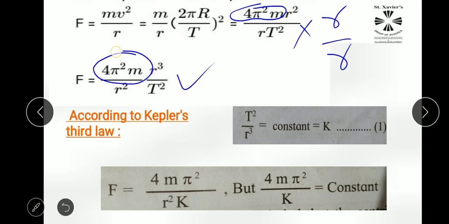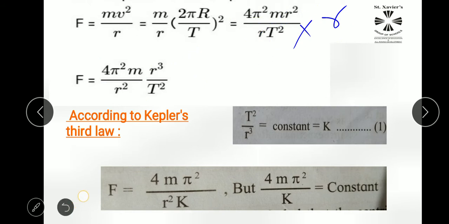I will repeat again, students. After this step, instead of cancelling r, you will multiply numerator and denominator both by r, and you will arrange the equation like this. Here 4 pi square m is as it is, and the denominator t square is again the same. Now r square into r will become r cube, and r into r will become r square, students. So this is the last step we got, and you must have understood how we got this step.